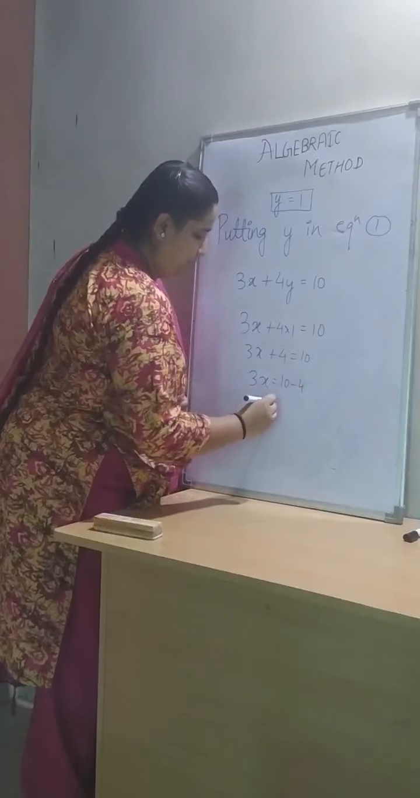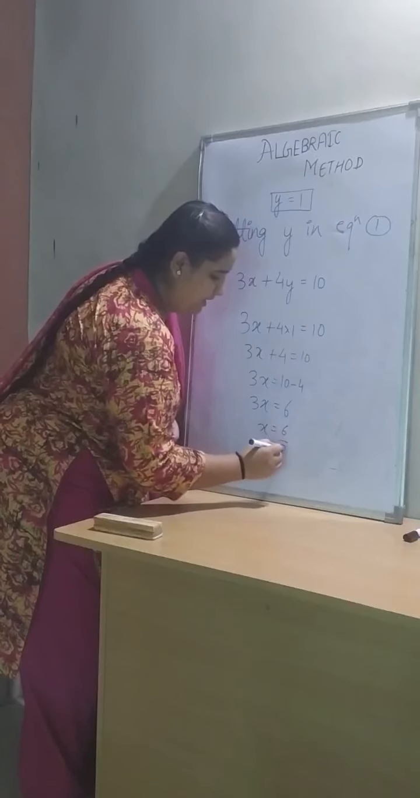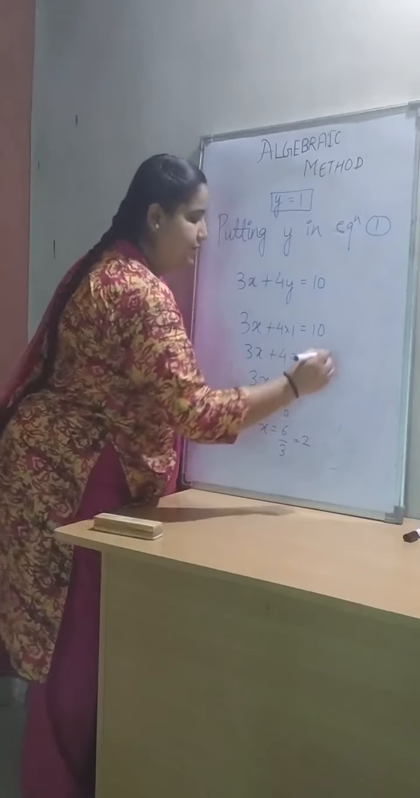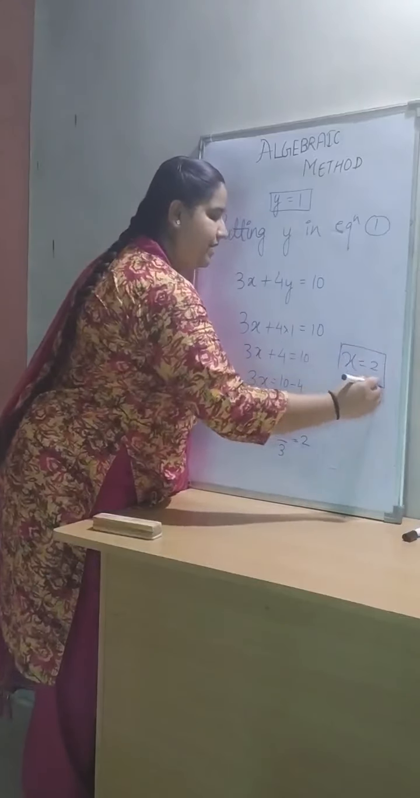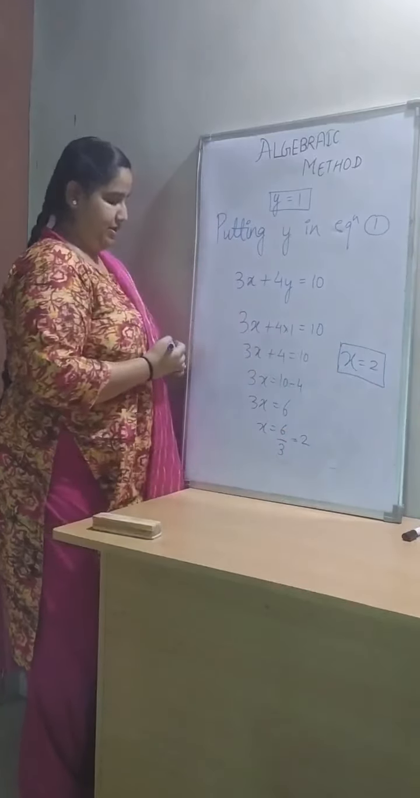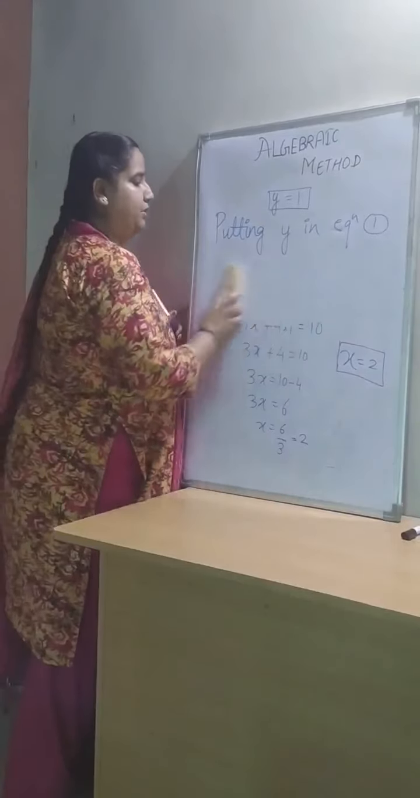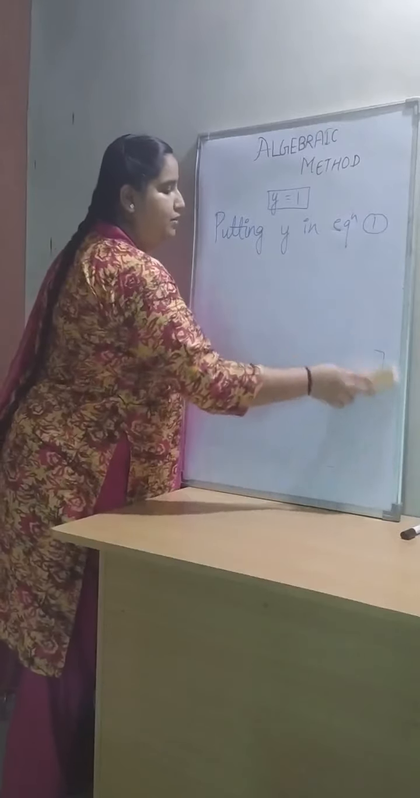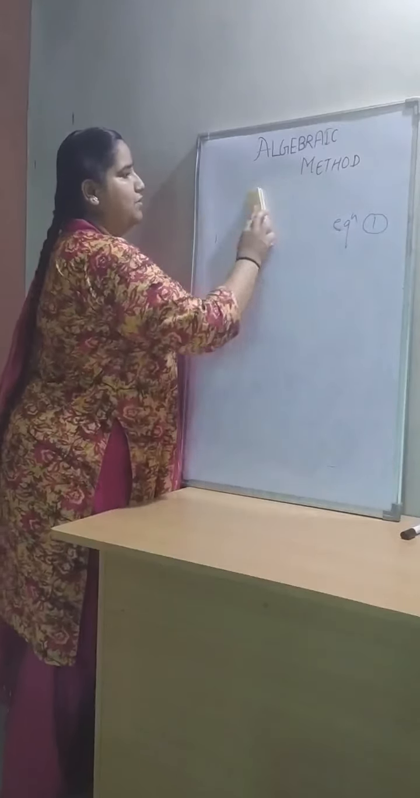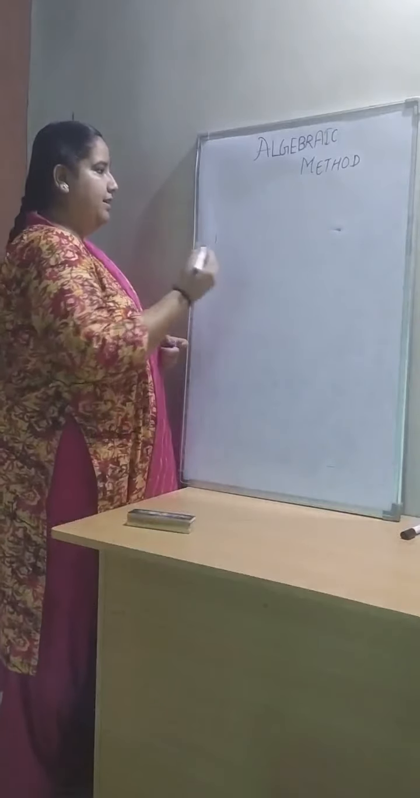3x is equal to 6. x is equal to 6 upon 3, that is 2. So we have got the value of x to be 2. In this way, we can find out the solution of any equation by the elimination method. The key point to remember in this particular method is that whenever we are going to make the coefficient of either x or y equal, we need to take it with sign.